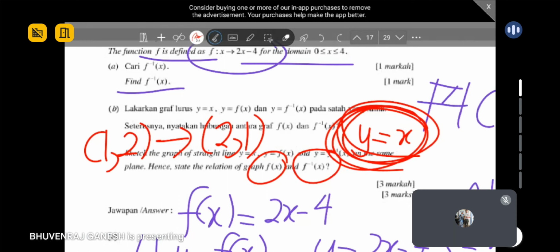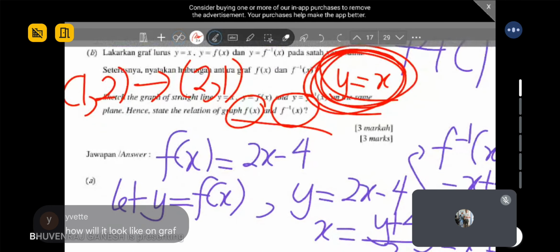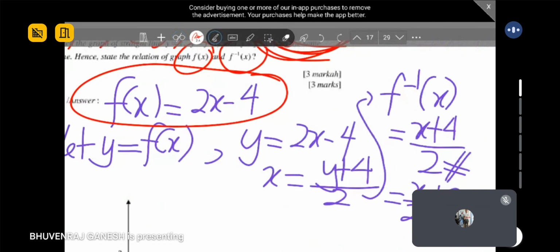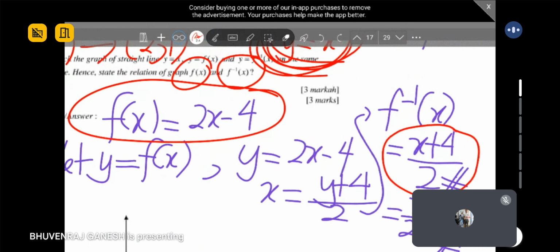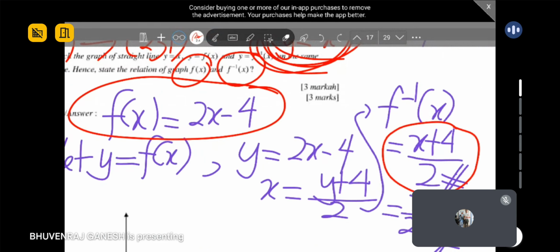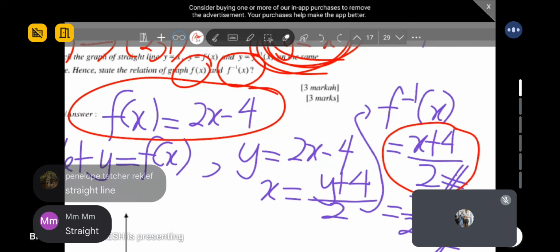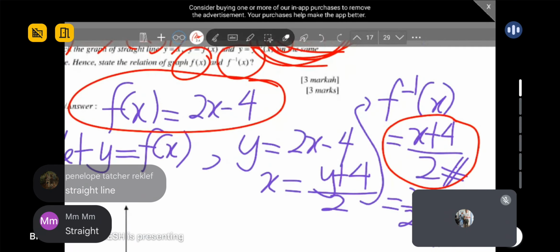So now you can start to plot the graph. Kamu boleh lukis graf. So this one and this one. What type of graph is this, guys? Apa jenis graf yang ni? What type of function is it? 2x minus 4 and (x plus 4) over 2. Apa jenis fungsi ni? Anyone? What type of graph? Is it straight line, curve line? Garis lurus atau garis melengkung? How it will look? You see first. Straight line, correct. Kedua-dua adalah graf garis lurus.